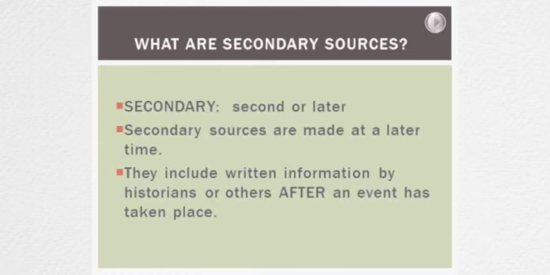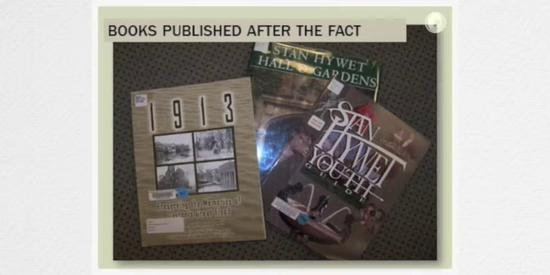Books are an important secondary resource, and here are some examples of books that were published in the last 10 to 15 years. And although the subject of these books took place a long time ago, they're not primary sources because they were written later. And although the authors used primary sources for their research and might have even included some examples in the books, the books themselves are considered to be secondary sources.